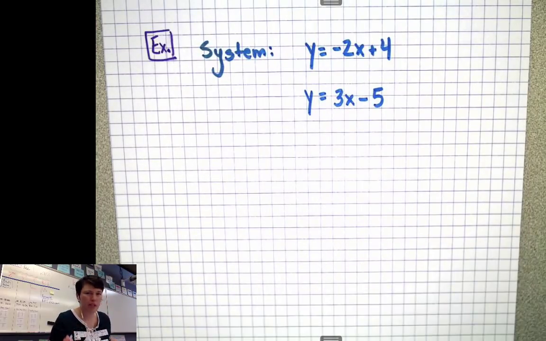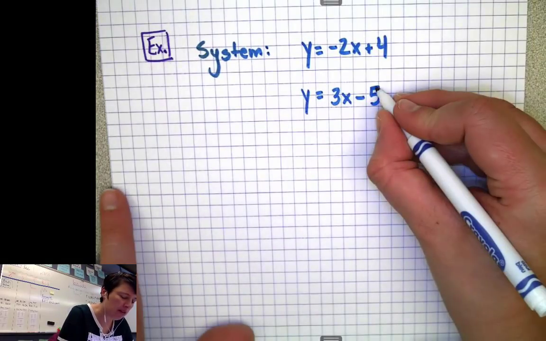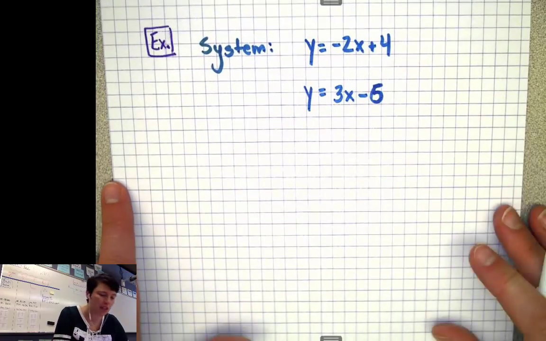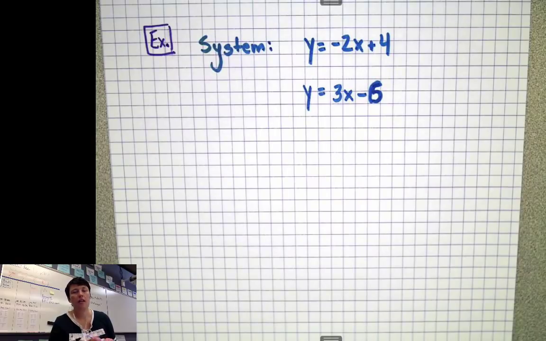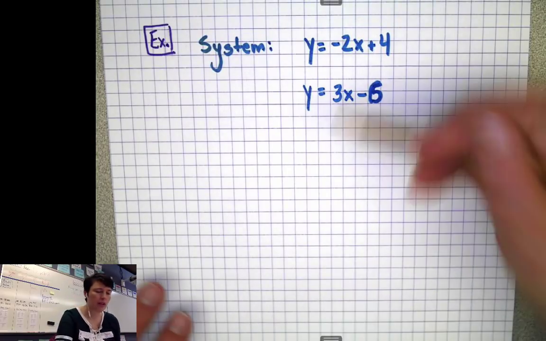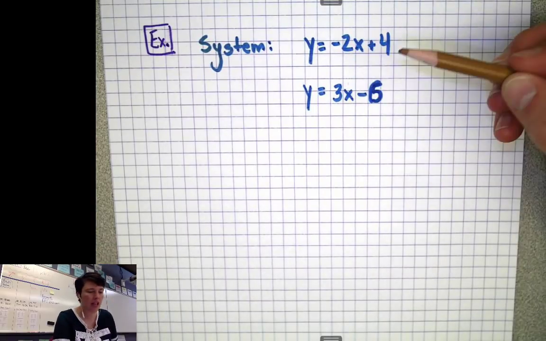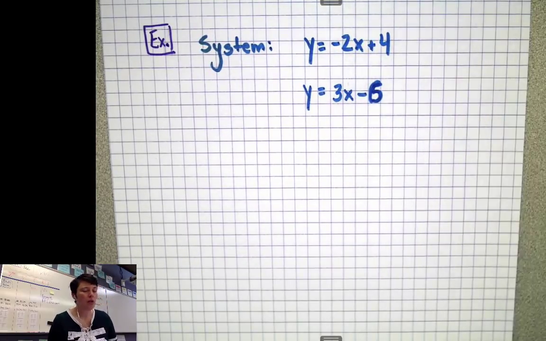Oh, it wasn't 3x minus 5 in our last line. Why don't we change it to 3x minus 6, just so it's slightly different. That's my 6. Okay, we're going to put these on a graph. Now, right away, I already know that these lines are not parallel because I'm looking at the slopes and I'm like, well, they don't match. I can see the mx plus b. So what I'm going to do is just show that visually.